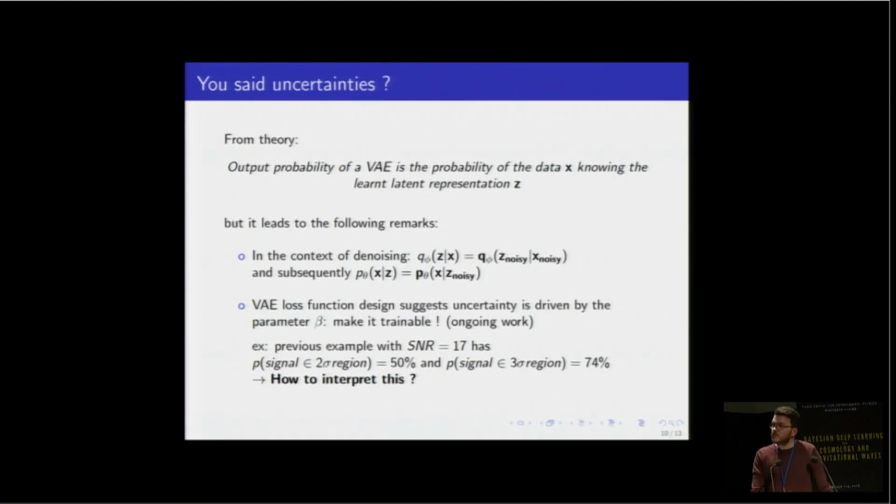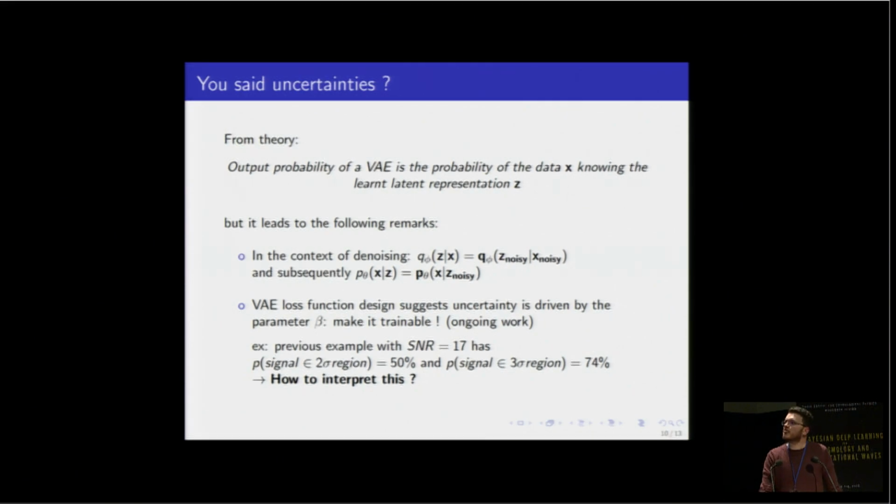So going back to the uncertainties, the theory of VAE tells you that what is provided by a VAE is simply the probability of the data, knowing the latent representation you have, the sparse representation of the bottleneck. But it leads to the following remark in the context of denoising. Remember the input of the VAE is a corrupted input. So the latent representation you have at the bottleneck is actually Z noisy, and not, strictly speaking, Z. Then the decoder tries to reconstruct the waveform from this corrupted signal. That's why it's important to deal with sparsity, so as to enforce Z to be as close as possible to Z noisy.